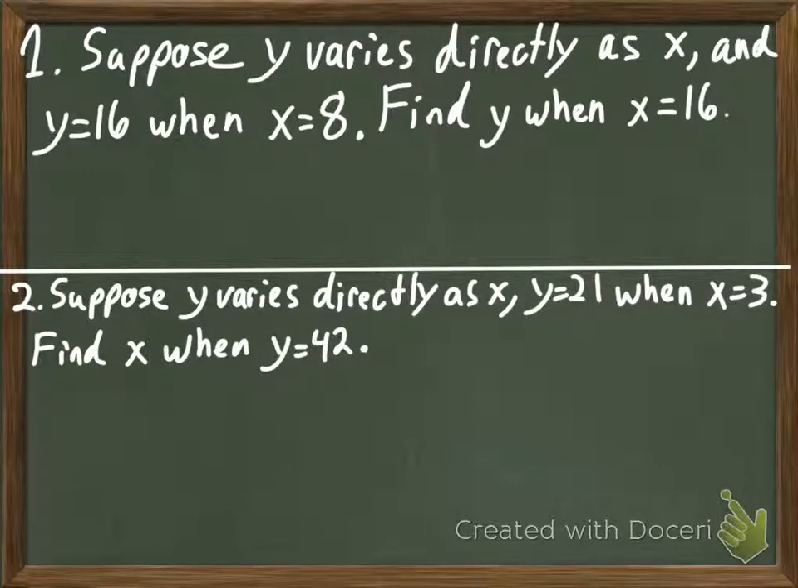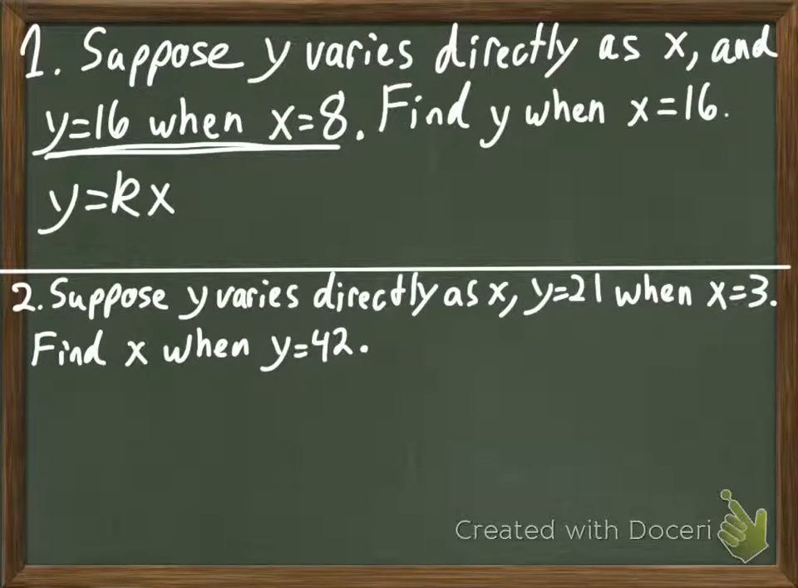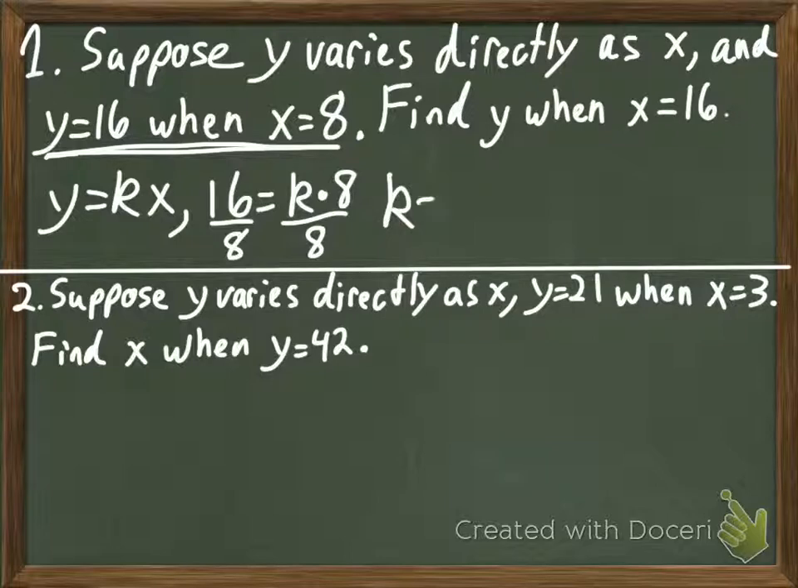It says, suppose y varies directly as x, and y equals 16 when x equals 8. So if y varies directly as x, we know that y equals k times x. Well, this part right here gives us something to substitute in for y and x. So we're going to do that. So we get 16 equals k times 8, and then we solve for k. So we divide by 8, and we get that k equals 2.